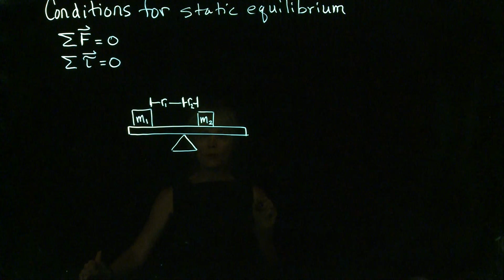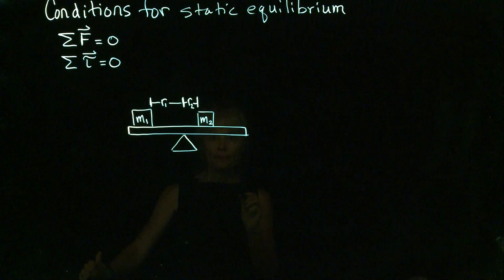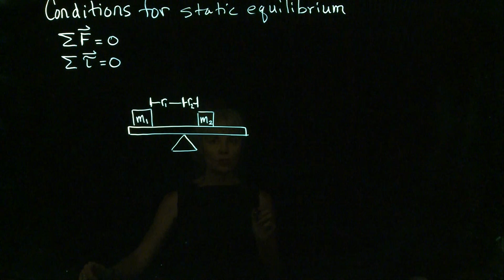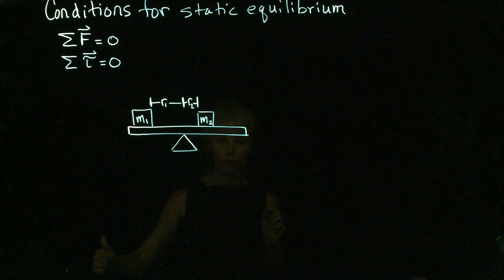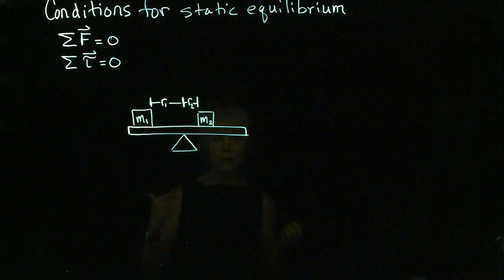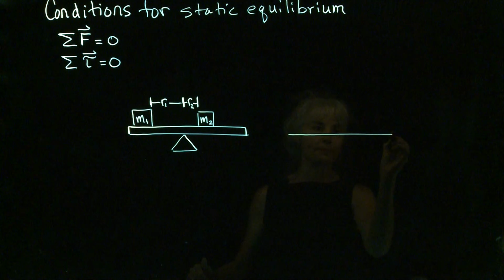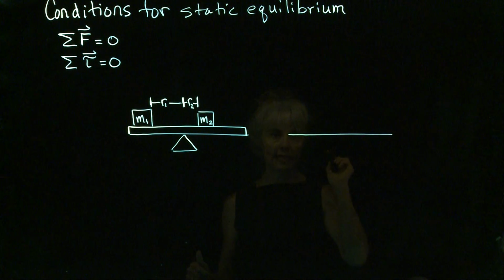And so what I'm going to do is take the board, which I'm going to consider to be massless. It's the most straightforward analysis. We include the mass as we layer on complexity onto the problem. I'm going to draw the board as just a line. And now I'm going to draw the forces acting.